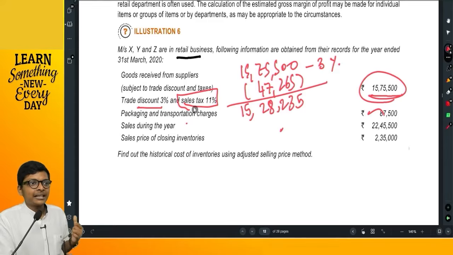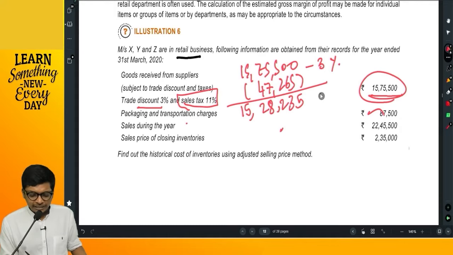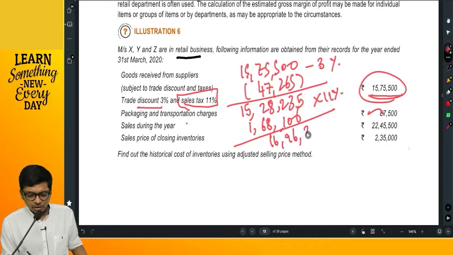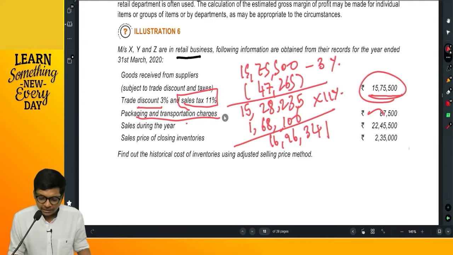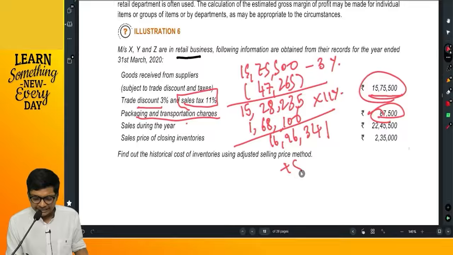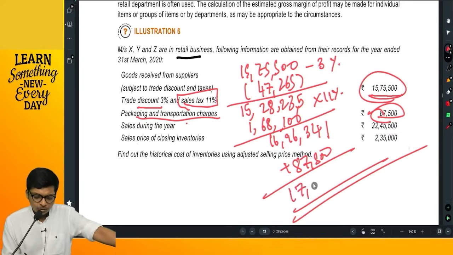After buying this, I have a. Now, is this tax having credit? They did not mention. So, if question is silent, you add tax. If question is silent, you add the tax to my cost. So, add tax at 11%. How much? 1,68,000. So, how much? 16,96,340. Apart from this, have I incurred any other expense? Packing and transport charges. How much? Plus 87. So my total cost of purchase will be 89.